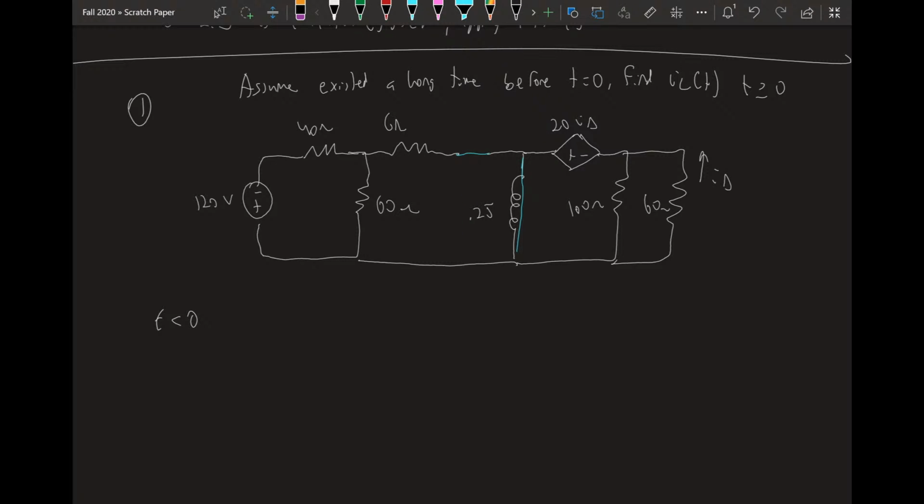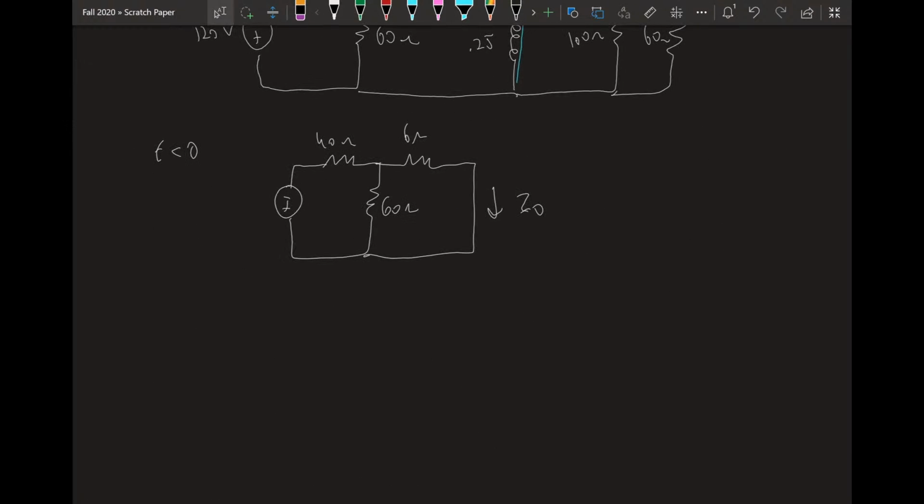Because none of it flows there, this dependent current source, and in fact this entire side of the circuit, gets shorted out. So we can redraw the circuit as this. And here's the short, and here's the I naught we need to find. Where we have 40 ohms, 6 ohms, 60 ohms. You could solve this in a variety of ways, right? You could use node voltage, you could use some clever applications of parallel and series resistances, and so on.